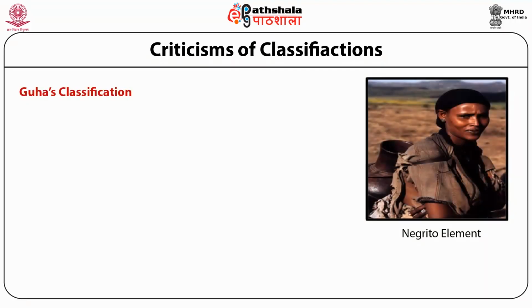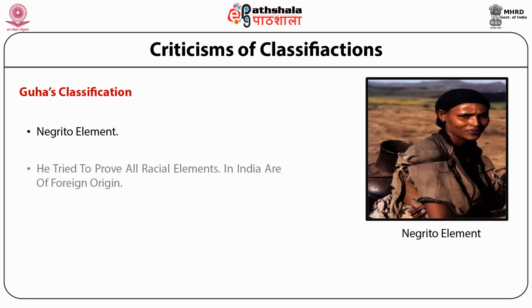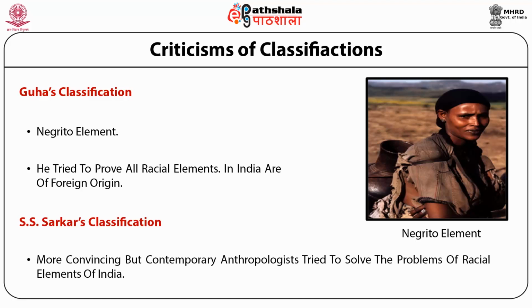Guha's classification. The Negrito elements of Guha's classification face criticism from almost all anthropologists. Furthermore, Guha tried to prove that all racial elements in India are of foreign origin. S.S. Sarkar's classification is more convincing, but contemporary anthropologists still try to solve the problems of racial elements of India.